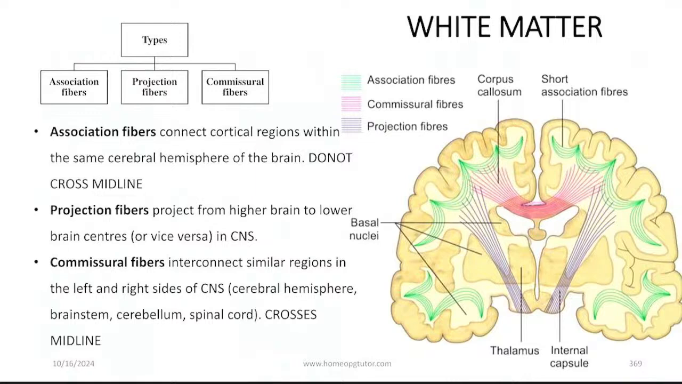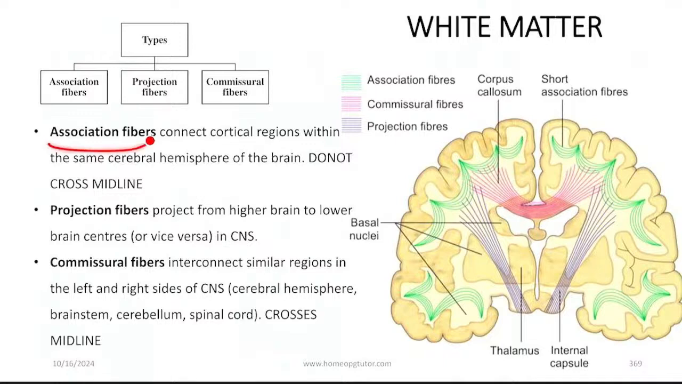It connects the left and right side. Okay, it crosses the midline. If it crosses the midline, it is called a commissure. And the major commissure in the CNS, in the brain, is the corpus callosum because it connects the left to the right. Right and left hemispheres are connected to each other via these commissural fibers, and the biggest one is called the corpus callosum. There are others also, but the corpus callosum is the main one.